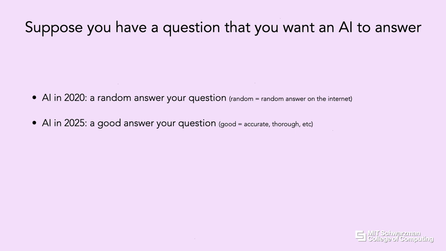Instead, it gives you a good answer, not a random answer. And by good, we mean it might be the correct answer, an accurate answer, an unbiased answer, a fair answer, good in certain ways. Now, it's not perfect, but it's better than it was in 2020. So what made the difference? This lecture is about the technology that made that difference, going from 2020 to 2025.